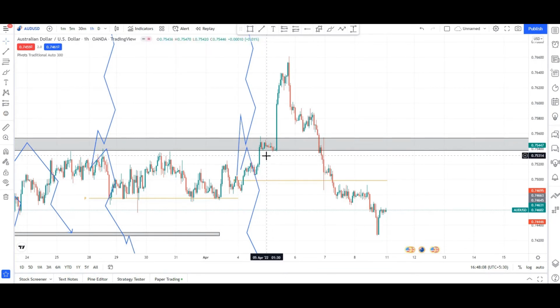position, and I kept my SL somewhere here, because I know that if buyers want to defend, they will defend somewhere here only. After it breaks, then I go for a short from somewhere here up till here. So that's why I took it.